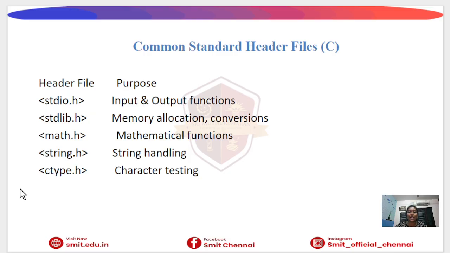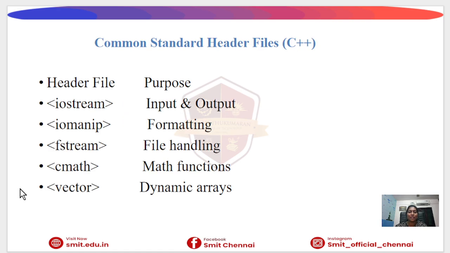So next one is ctype.h, that is the character testing, that is isdigit, isalpha. These are the basic building blocks of the C program. Next one is the common standard header files in C++, that is iostream, this is also input output. Next one, that is cin, cout, we are using in the iostream.